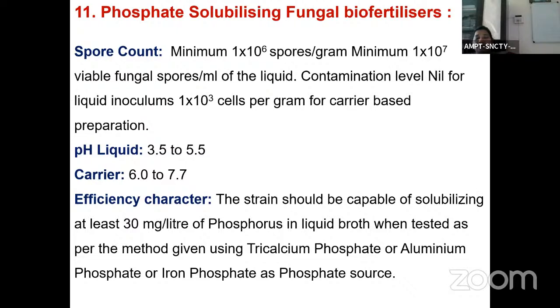Many contaminants will be present. Sometimes they are selling only carrier without any microbial organisms. That's why our central government is very strict about checking the quality of biofertilizers. That's why they have given these amendments. Everyone should follow these amendments to produce the biofertilizers.